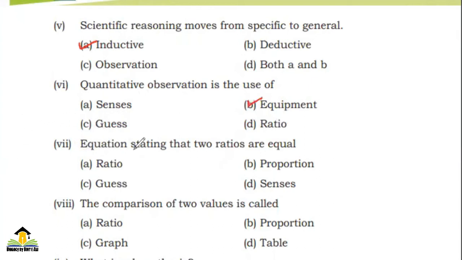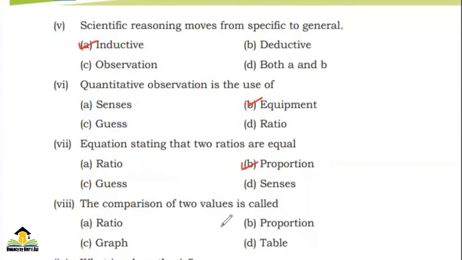MCQ number 7. Equation stating that two ratios are equal. A. Ratios, B. Proportions, C. Gas, D. Senses. The right answer for this MCQ is B. Proportion.